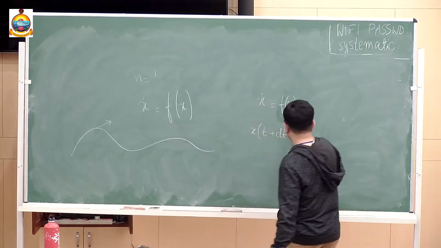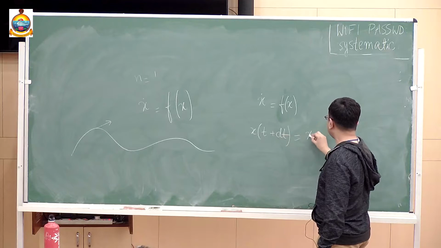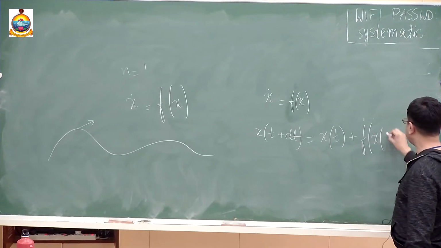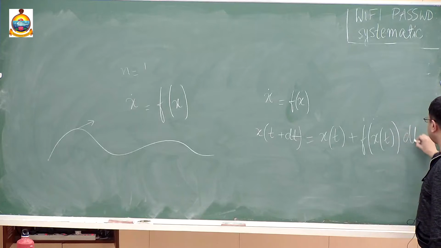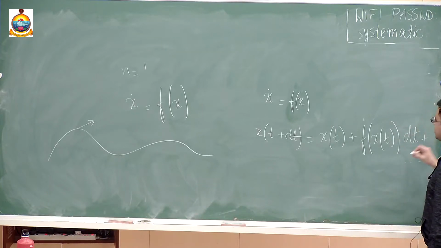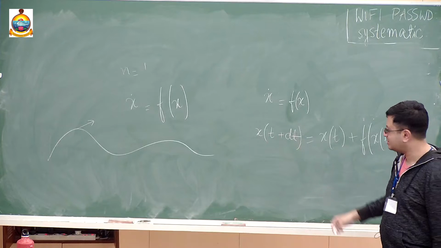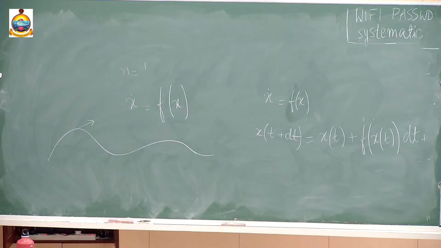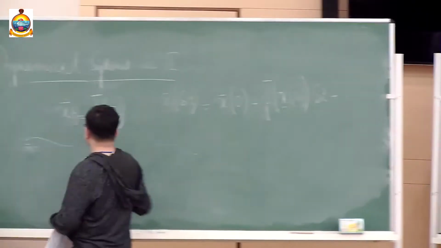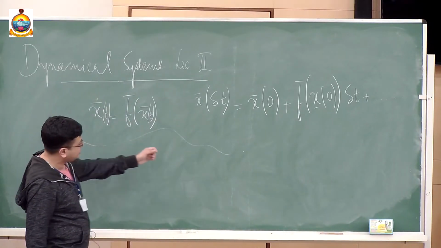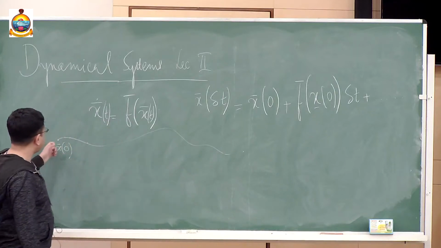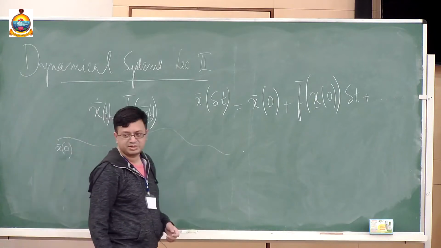Think of it in one dimension. What you would do is x of t plus delta t would be equal to x of t plus f of x of t times delta t, plus higher order terms, of course. I should write delta t, not dt, since this is an infinitesimal. I have done the same thing, it is just the generalization. So this tells you where the representative point is going to get to, starting from an initial point, after an arbitrary time.